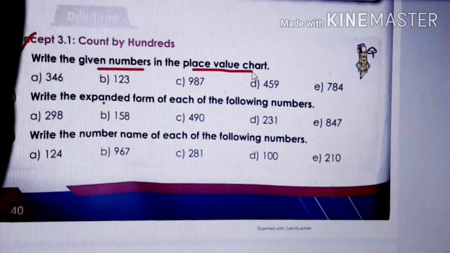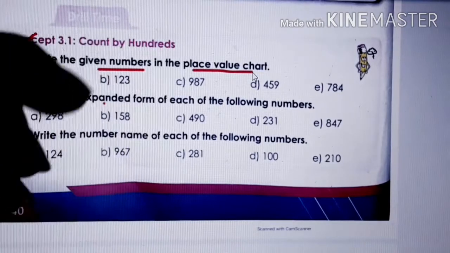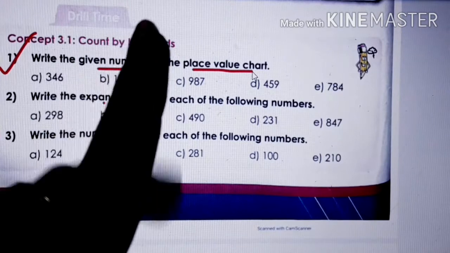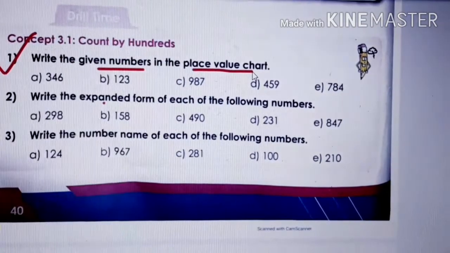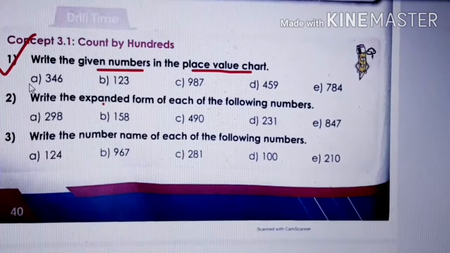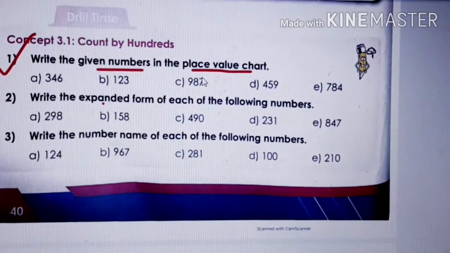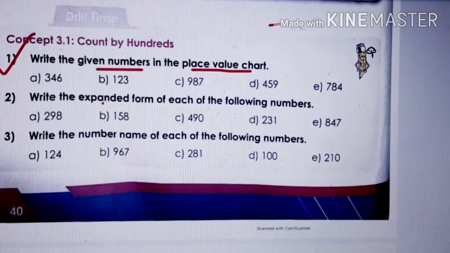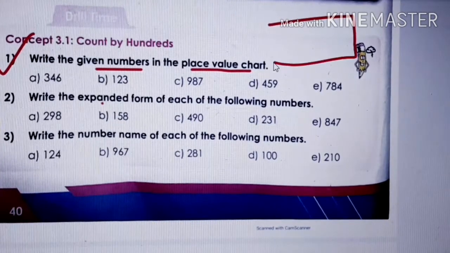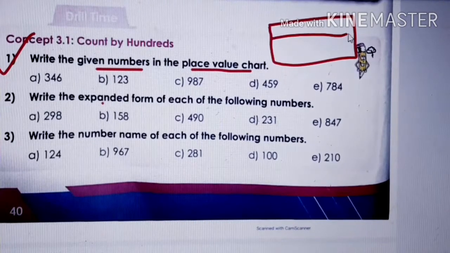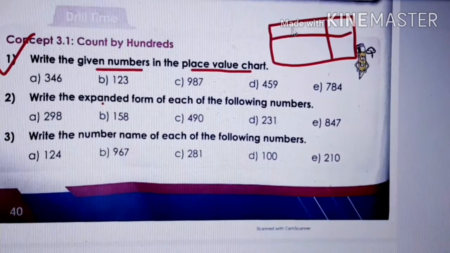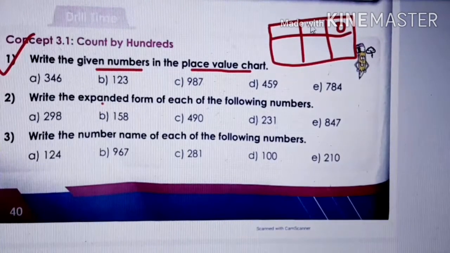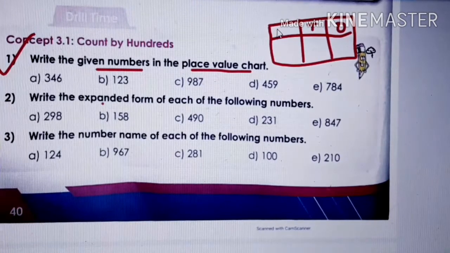Now we have studied 3-digit numbers, isn't it? So 3-digit numbers means we have studied 3 place values, isn't it? Ones, tens and hundreds. So we have to put these numbers in the place value chart. Now you all know how to put the numbers in the place value chart, isn't it? You will make your table where you will make 3 boxes. You will write ones place, tens and hundreds.